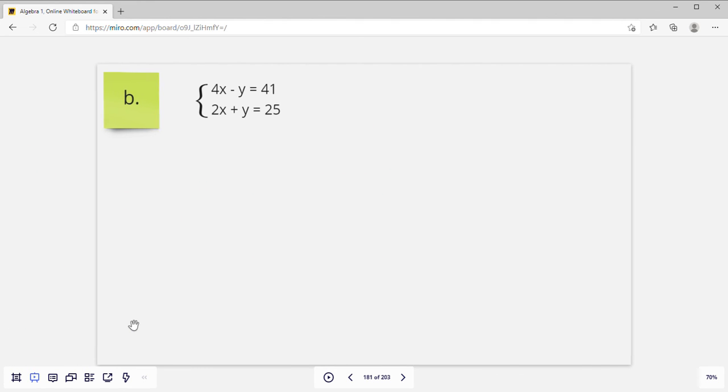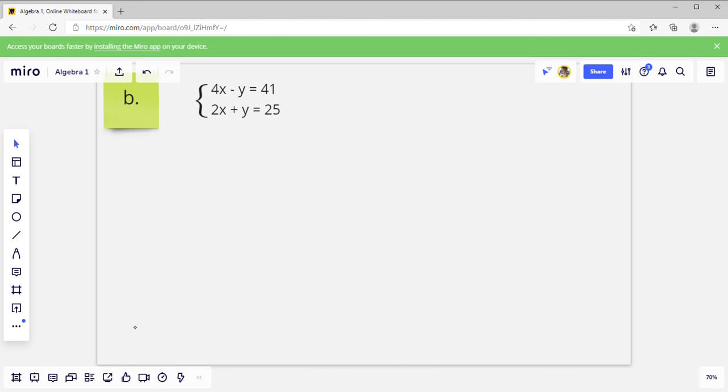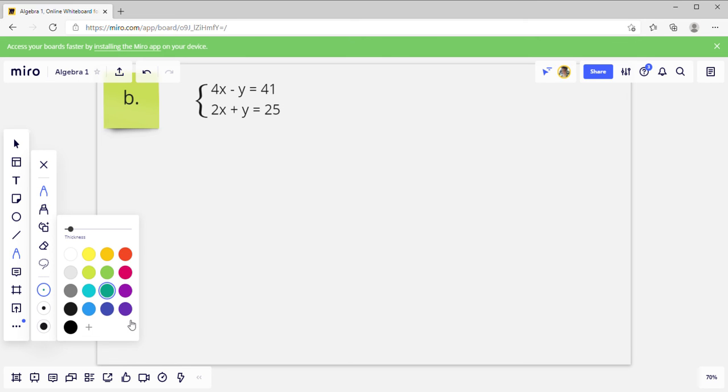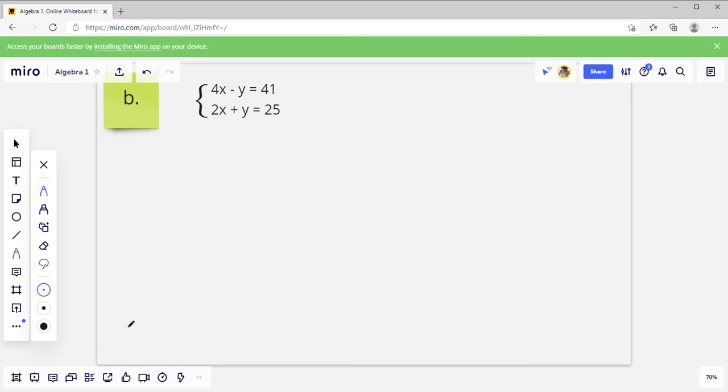Okay, let's try B. All right, here's a y by itself, but it's negative, so I'm going to go with this one because it's positive. So I've got 2x plus y equals 25. So I'm going to get rid of this 2x. And I get y equals negative 2x plus 25.